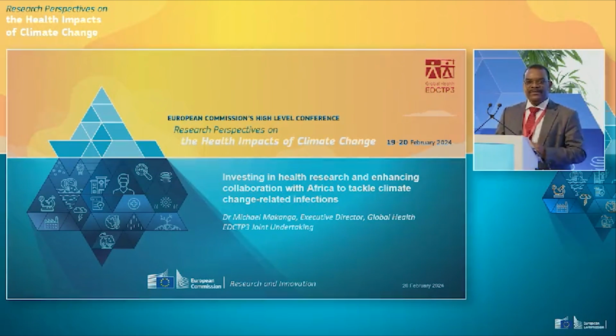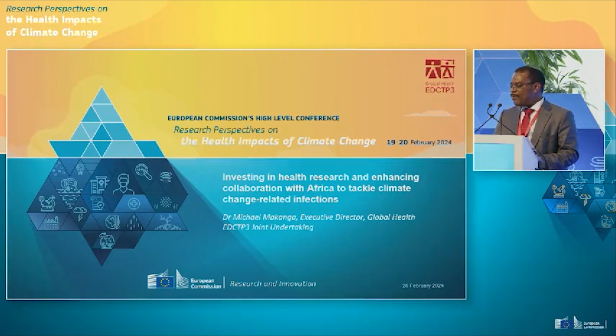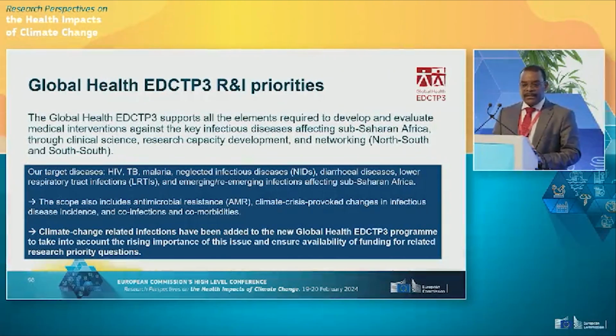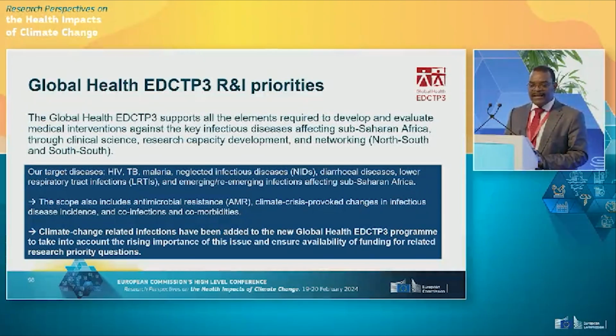And the third program, which I'm going to talk to you about, started 3 years ago, building on the three iterations of the program. The Global Health EDCTP3 works to deliver new solutions to reduce the burden of infectious diseases in sub-Saharan Africa and to strengthen research capacities to prepare and respond to re-emerging and emerging infectious diseases. So the program supports all elements that are required to develop and evaluate medical interventions against key infectious diseases that affect sub-Saharan Africa through clinical science or clinical research, research capacity development, and networking, both north-south and south-south networking.